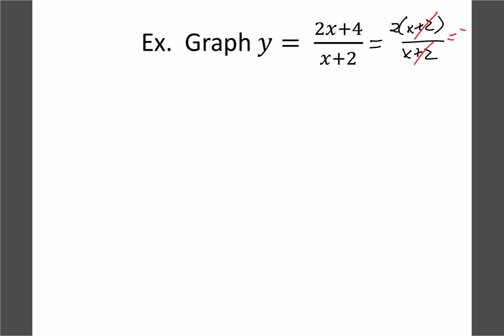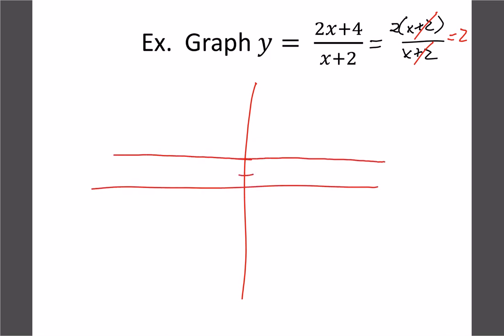So our simplified graph is just y equals 2. Well, that's an easy graph to draw. y equals 2 is just a horizontal line passing through the point 2. So that's easy, but we've got to go back and look at our non-permissibles. We have a non-permissible of -2. So what does that mean?